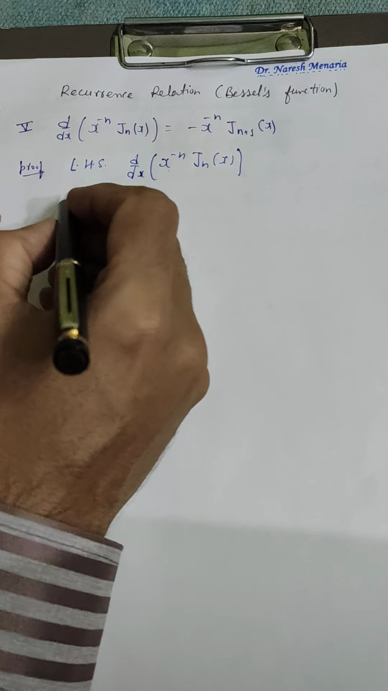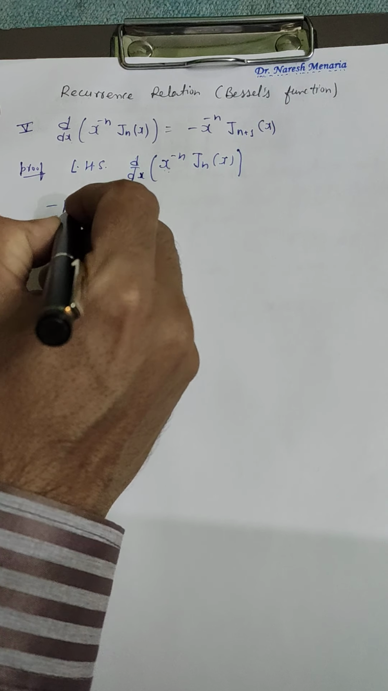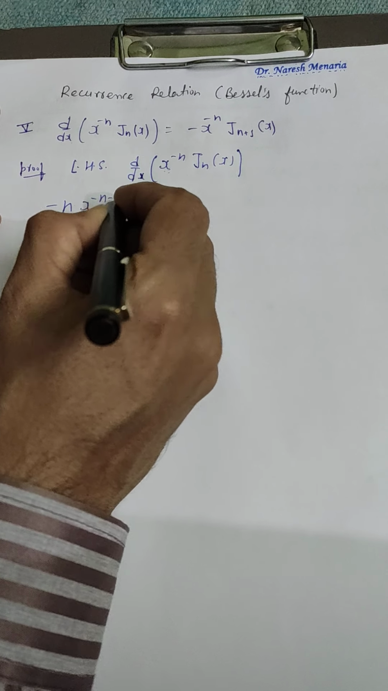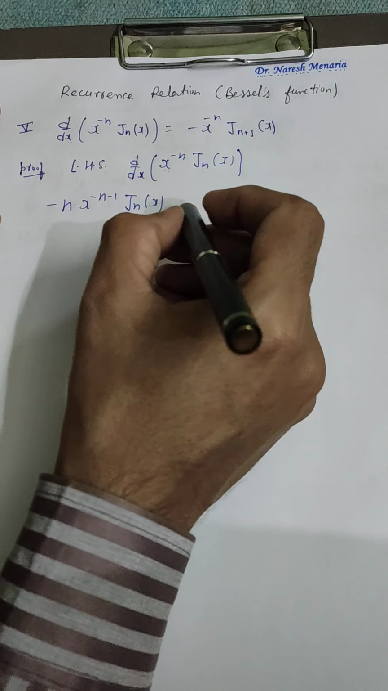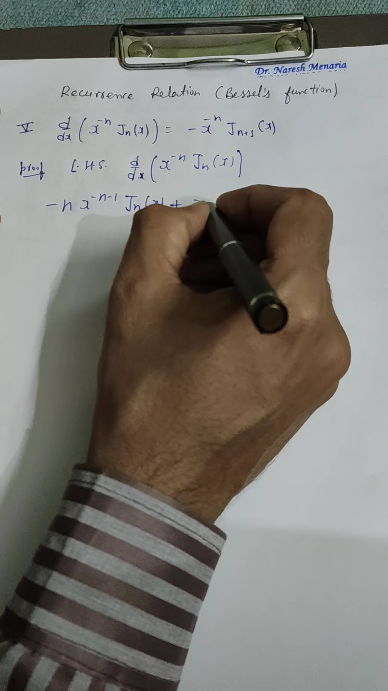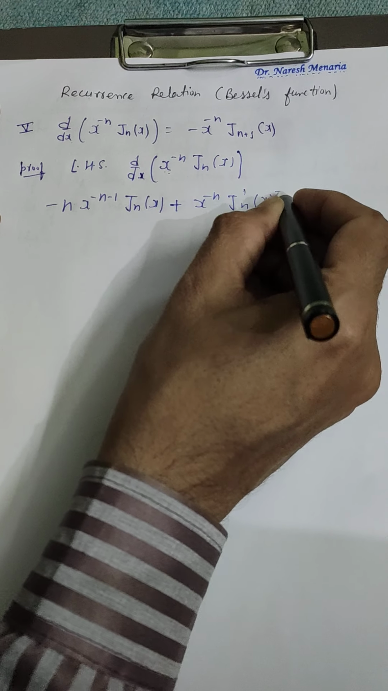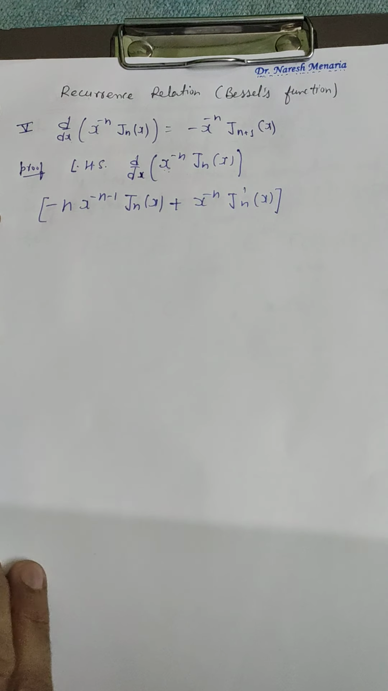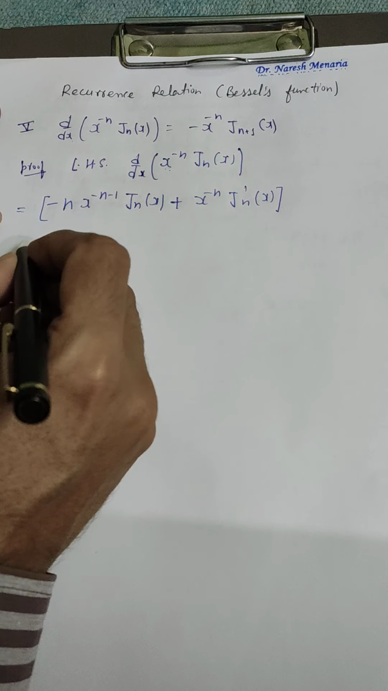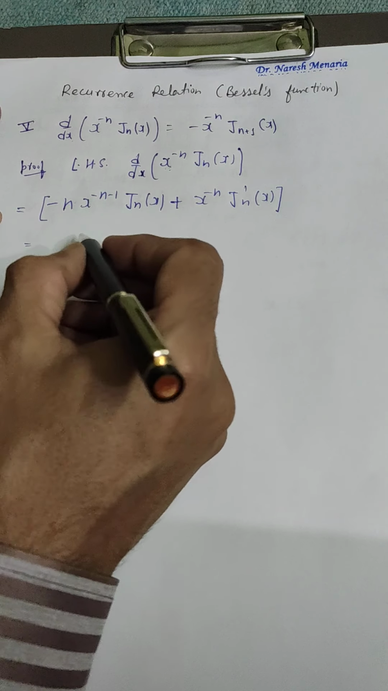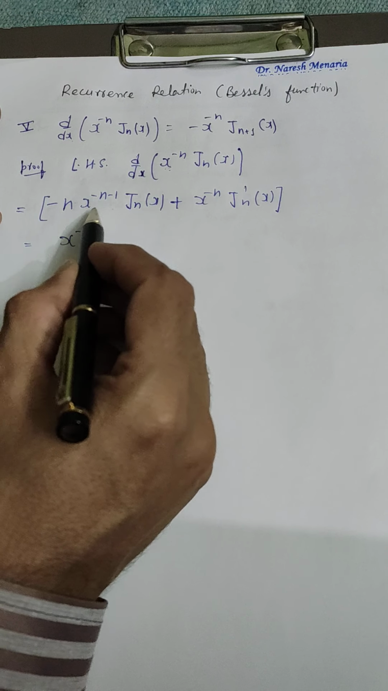Here, first differentiation of x to the power minus n is minus n x to the power minus n minus 1, with J_n(x) as constant, plus x to the power minus n as constant, with differentiation of J_n(x) being J dash n(x). This is the u into v differentiation. Now I am taking common x to the power minus n minus 1.